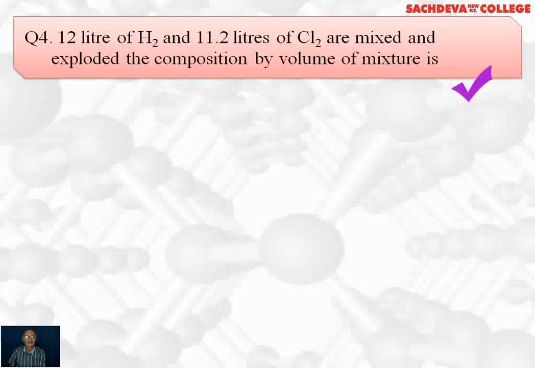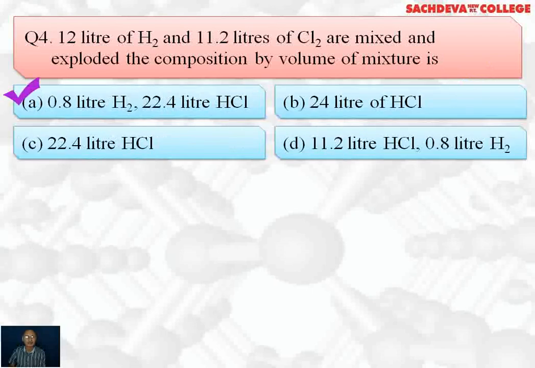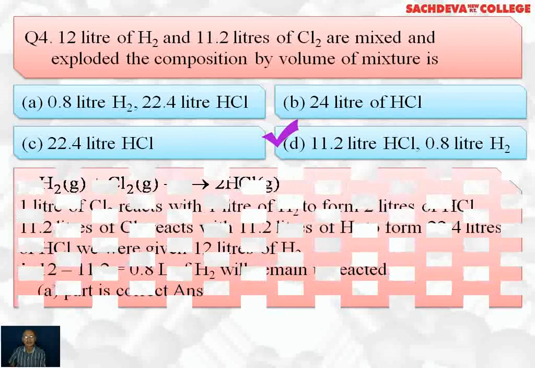Next, 12 liters of hydrogen and 11.2 liters of Cl2 are mixed and exploded. The composition by volume of the mixture is: A part, 0.8 liter of hydrogen and 22.4 liters of HCl; B part, 24 liters of HCl; C part, 22.4 liters of HCl; D part, 11.2 liters of HCl and 0.8 liters of hydrogen.